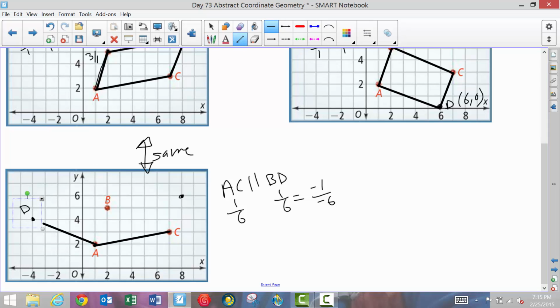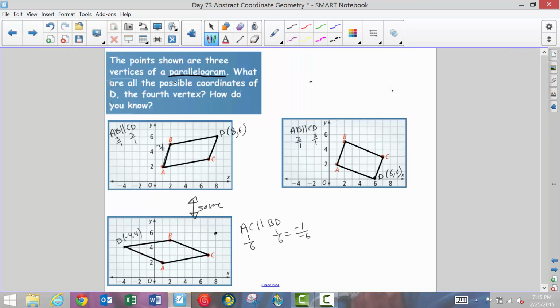So now I know right here are my 3 locations for D, in this case negative 4, 4, to complete a parallelogram. So let's zoom out. In the first example, I used AB. Second example, I used AB again. And then third example, I did AC. So those are the 3 locations for point D in order to complete the parallelogram.